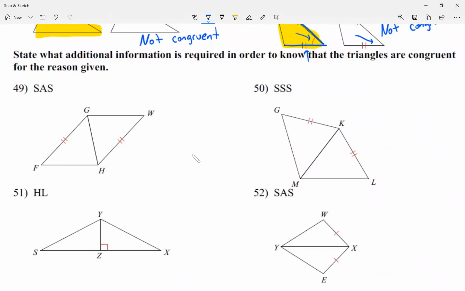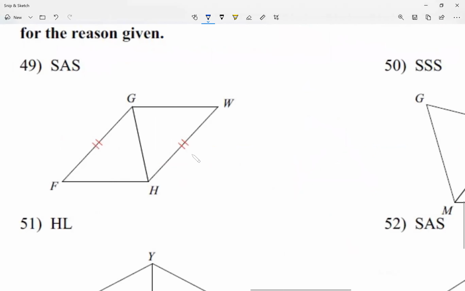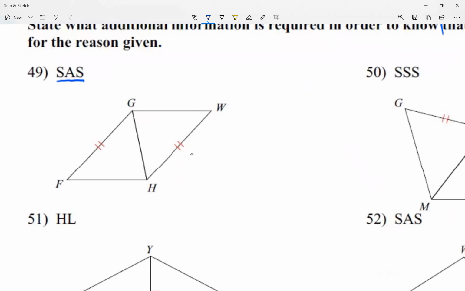State what additional information is required in order to know that the triangles are congruent for the reason given. So I want this triangle to be side angle side. From the 3 markings I'm supposed to have, 2 sides and the included angle, I'm missing one of them. My question here is, what am I missing? To begin with, I can legally mark the side GH. I'm going to mark it because the 2 triangles share that side, so based on the reflexive theorem, I can mark that side.